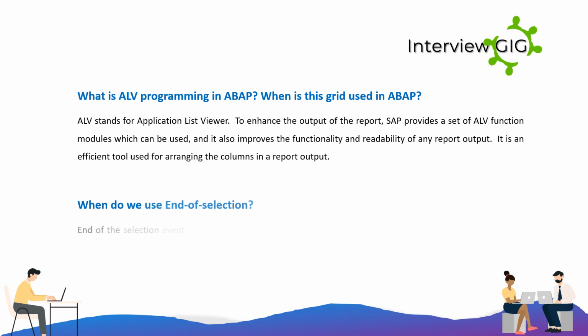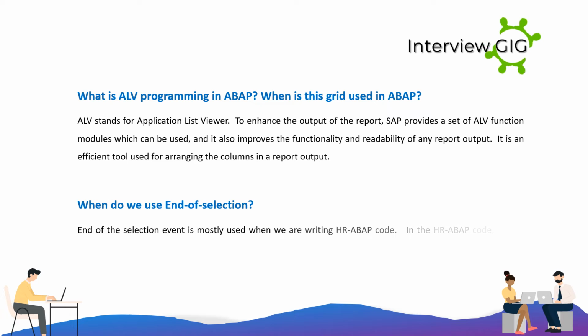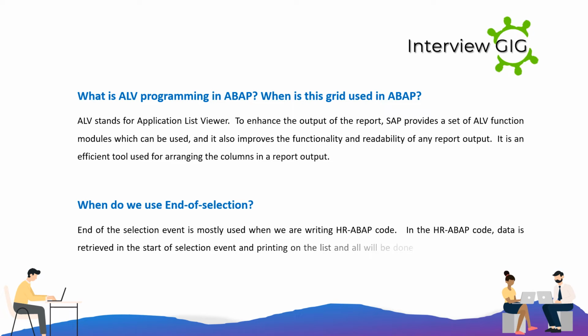When do we use end of selection? End of selection event is mostly used when we are writing HR ABAP code. In the HR ABAP code, data is retrieved in the start of selection event and printing on the list and all will be done at the end of selection event.